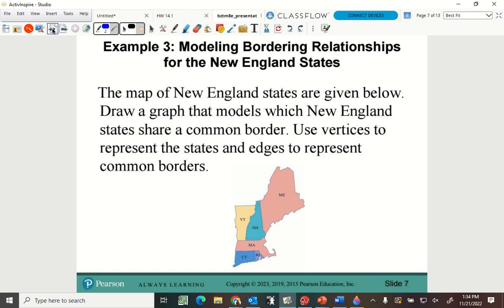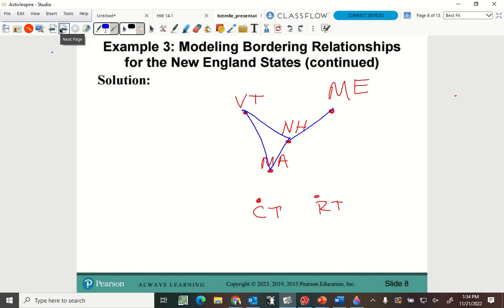So where are we at now? So we did Vermont. Now time for Massachusetts, right? Yeah. So from Massachusetts, I can go to Rhode Island. You go everywhere except for Maine.